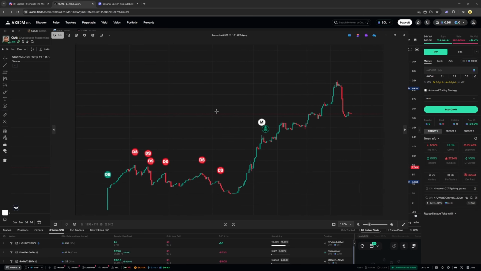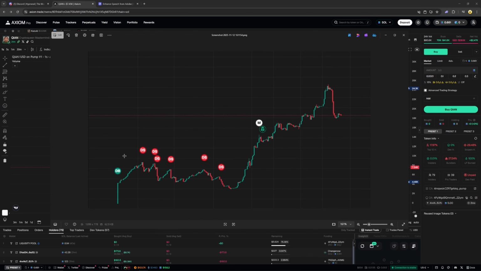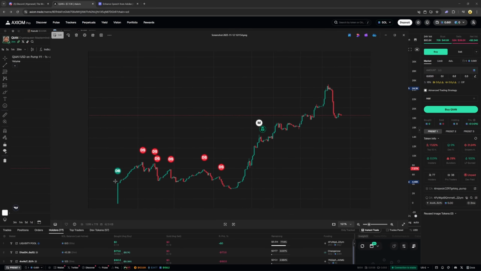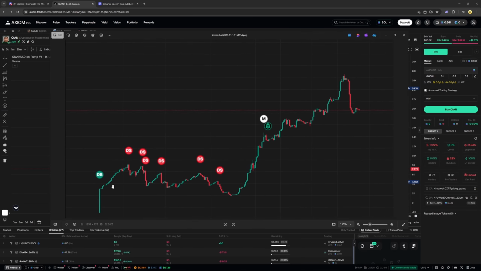Let's analyze this together. So this is where the coin started. So you can see the DB bubble, this circle, which basically stands for when the dev bought. So you can see that when the dev bought, the coin instantly went up, which means the dev bought a lot. And if you have watched my previous video, you'll know that the dev holding a lot of percentage of the coin is not a good sign. And then we can see these very small candles.